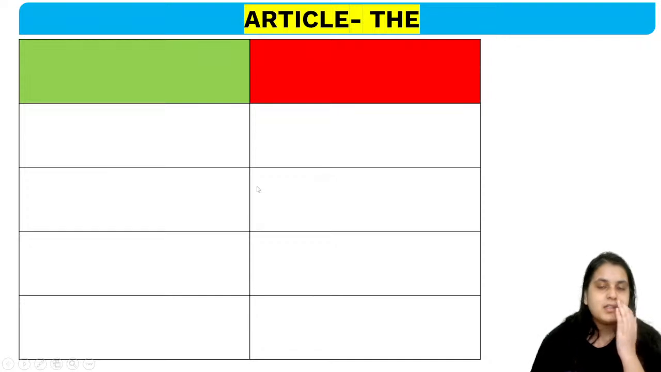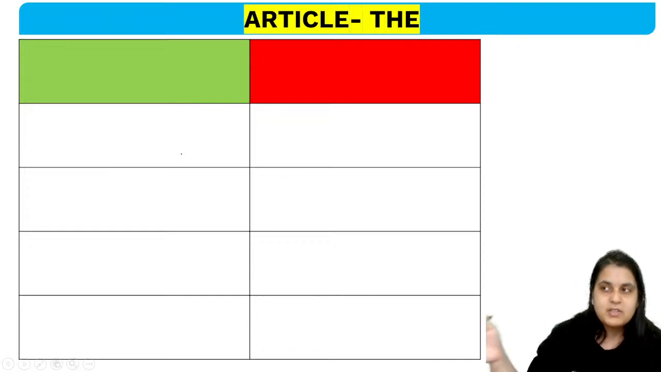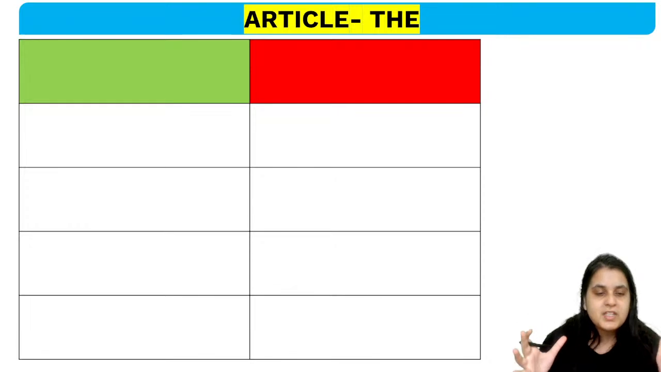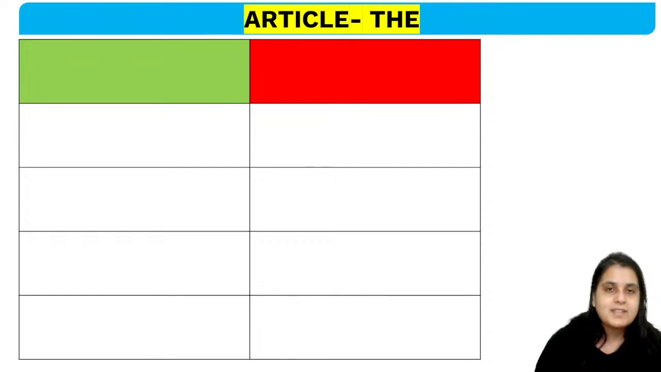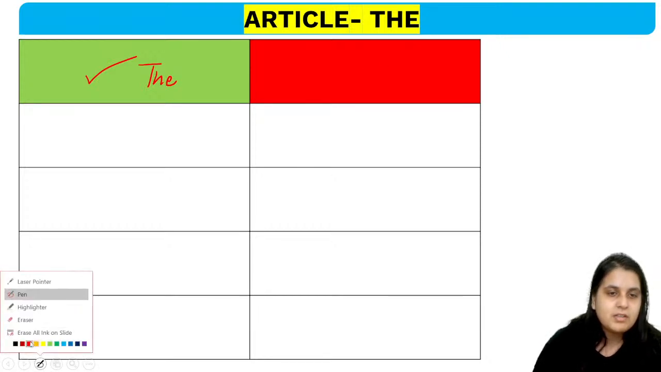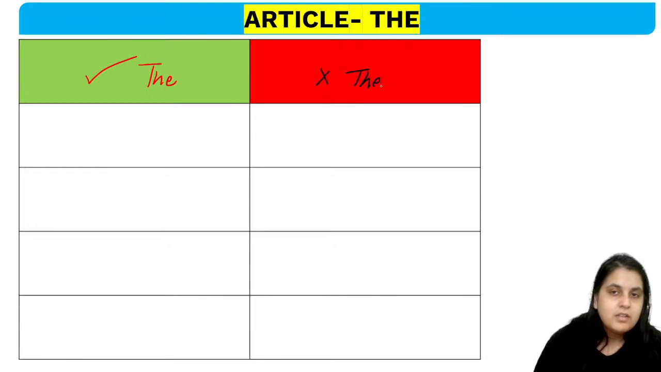So let's get started. The is very important. So these tables, what I'm going to fill up here now, are very important. And those 50 rules, we're going to club it up in such a way that आपको याद रखने के लिए होंगे सिर्फ 10-15 rules ही. Okay, let's discuss this. So the green column represents when we should use the. Okay, and the red column, जो red column है यहाँ पे, represents when we should not use the. So let's fill up the green column first.